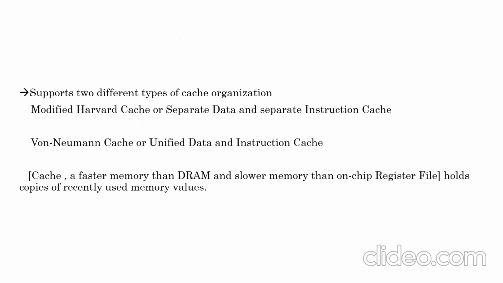Next one, it supports two different types of cache organization. One is called the von Neumann cache organization. Another is called the modified Harvard architecture based cache organization. As far as memory hierarchy is concerned, the register is the fastest one, followed by cache, followed by DRAM, and it keeps going like that. That is called the memory hierarchy, which you will learn in the upcoming videos.